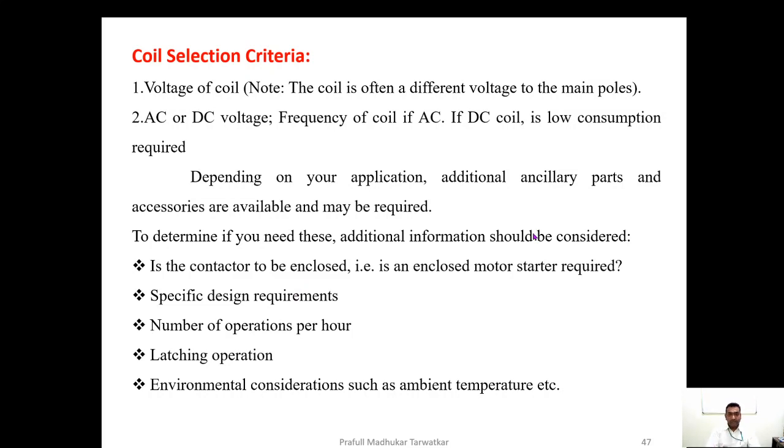Now the additional information apart from main pole selection, auxiliary pole selection and coil selection, is the contactor to be enclosed? That means if it has to be enclosed with the motor connection, then an enclosed contactor is to be used. So we have to select accordingly. Then is there any specific design requirement for your contactor and the complete control cabinet? Depending on that, you have to select a particular contactor. Then number of operations per hour, again duty cycle. This is more important here.